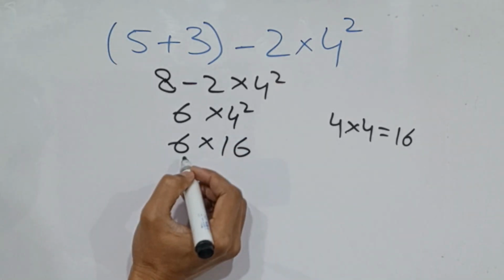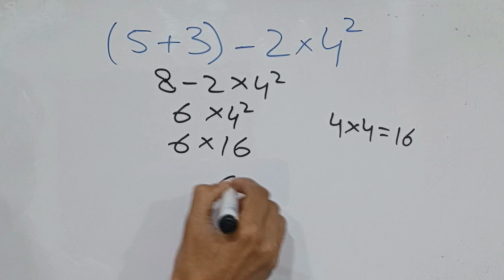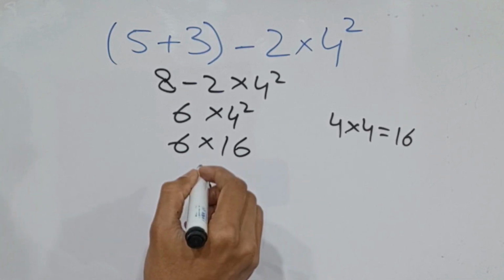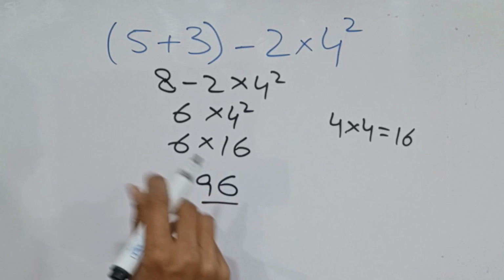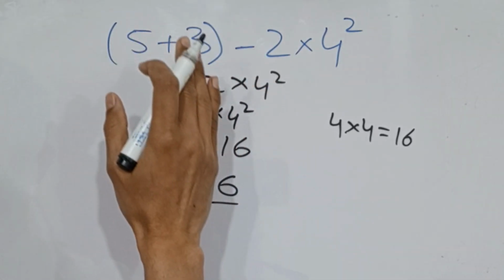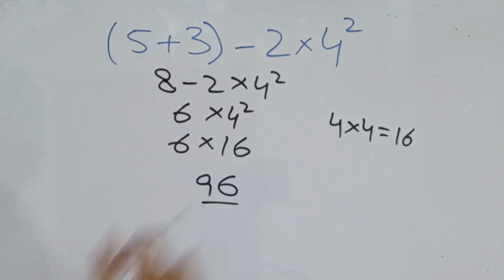So 16, and now 6 times 16 equals 96. This gives us 96, but this is wrong. Why is it wrong? Exponents must be done before subtraction. The exponent applies only to 4, not to the whole expression.